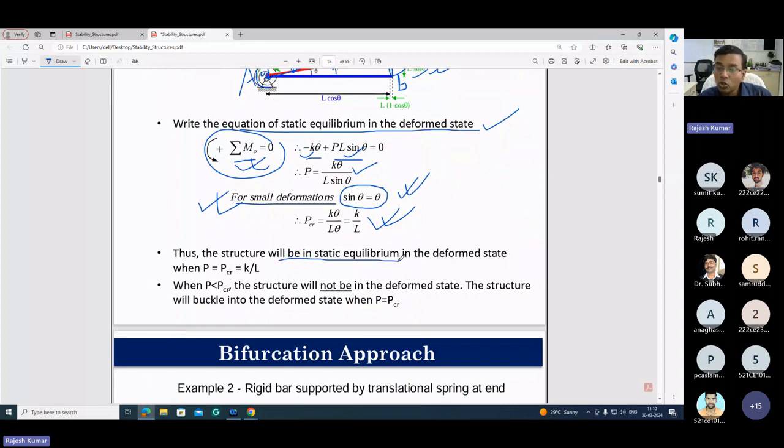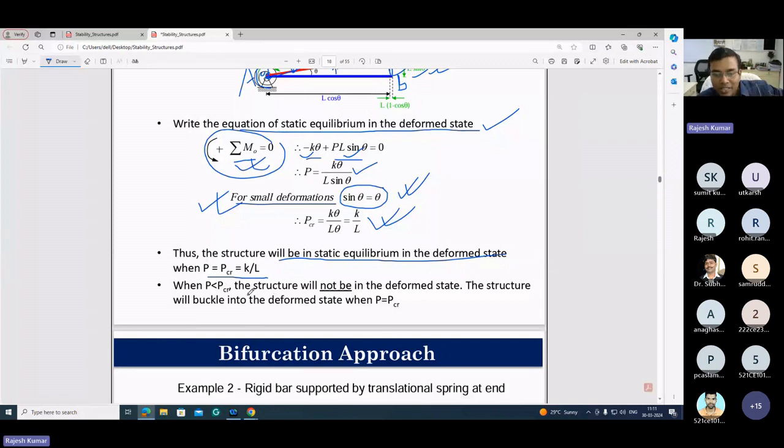The structure will be in static equilibrium in the deformed state at P equal to PCR equal to K by L. If the applied load is less than K by L, even if you give a small perturbation, theta will be very small and it comes back to the original configuration. If you apply exactly PCR and give a theta, the member remains at theta deformation. But when P is greater than PCR and you give a small theta, a large deformation takes place, many times more than theta.